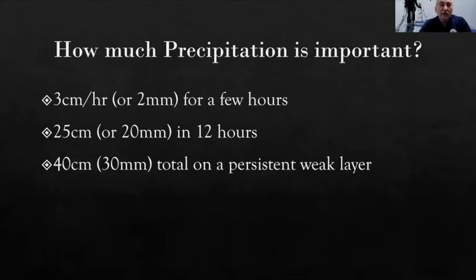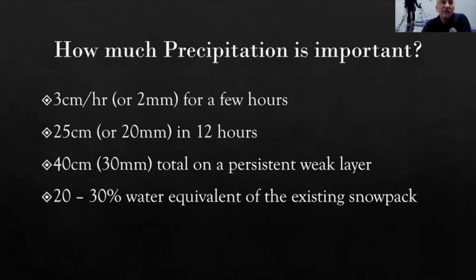And when we have persistent weak layers, which we do have this year, 40 centimeters or 30 millimeters of precip total on a persistent weak layer is probably going to end up with some avalanche problems. And if you look at what just happened in the Rockies, everything went to high, high, high. Why? Well, we had 40 centimeters of precip.